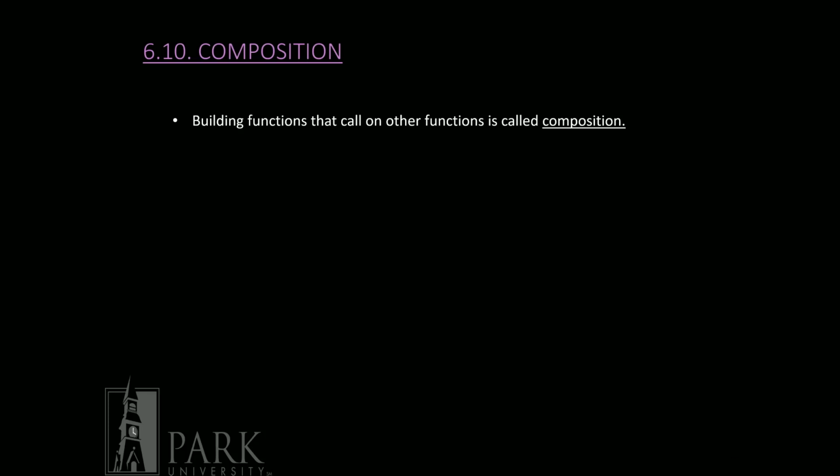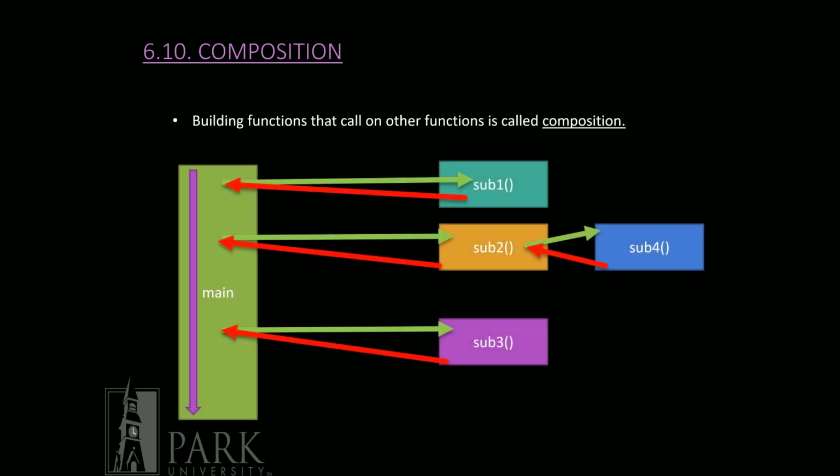Let's look at an example of how the book is using composition. So here we had this previous diagram where we have our main method and it's calling different functions, right? And this is an example of composition. We are using these different functions together to solve a problem.